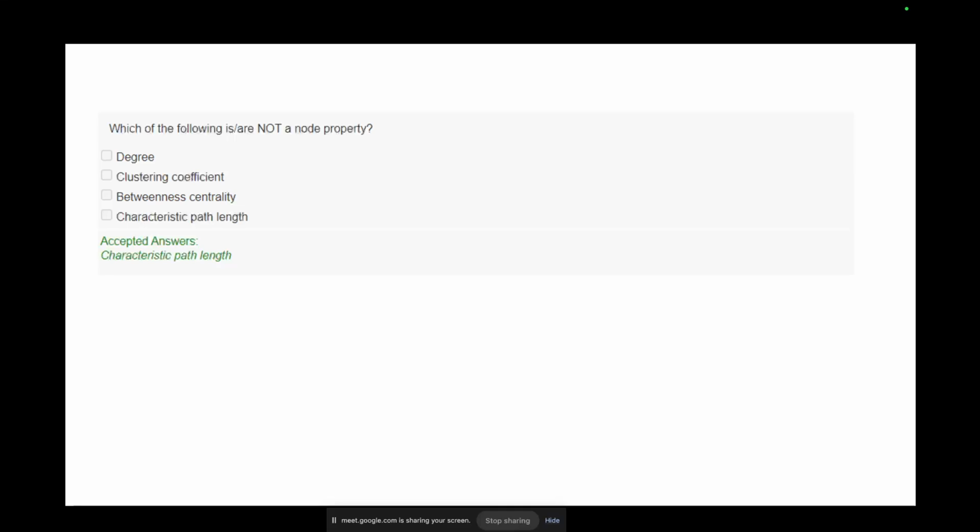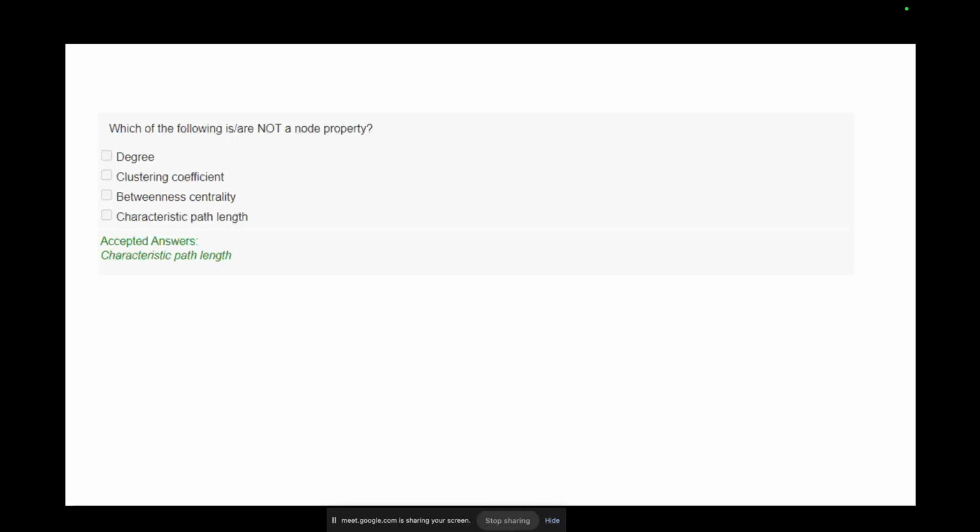But characteristic path length is not a node property, it's a network property, because the distance between two nodes is not a property of these two nodes itself, right? It's got nothing to do with these two nodes, it's got to do with all the nodes that are in between. So that's a network property, not a node property. So all of the other three you can calculate for nodes. Characteristic path length you can calculate for two nodes, but it actually does not depend on those two nodes. It actually depends on the nodes that are in between, how densely they are packed or not, right?